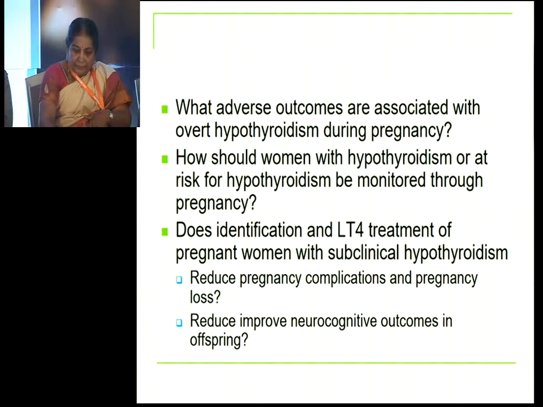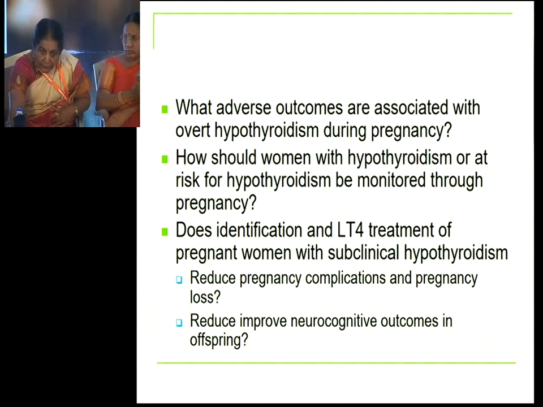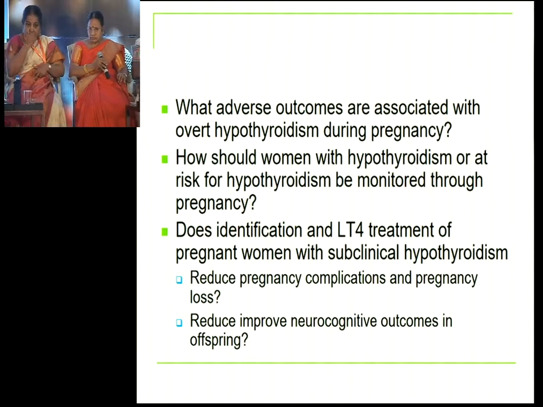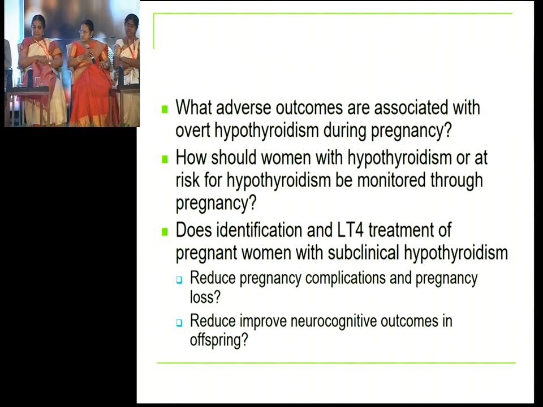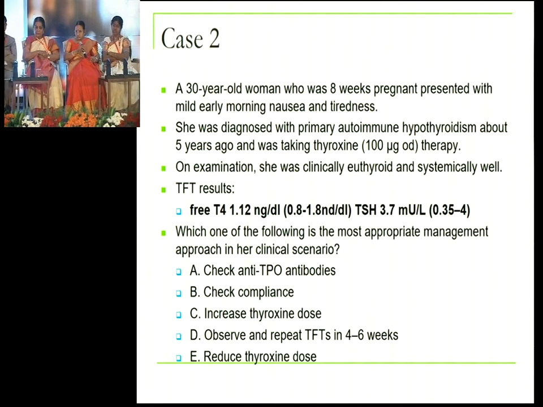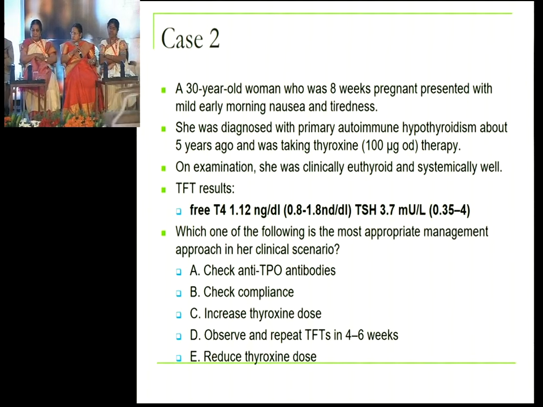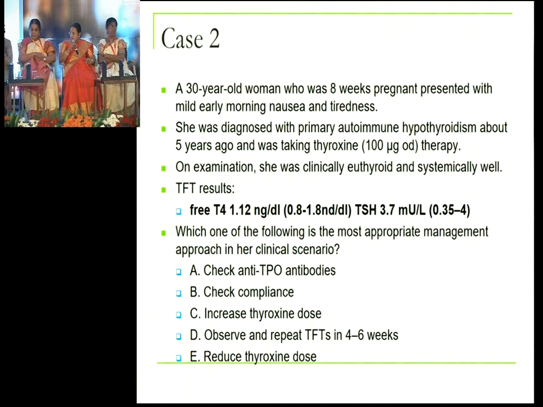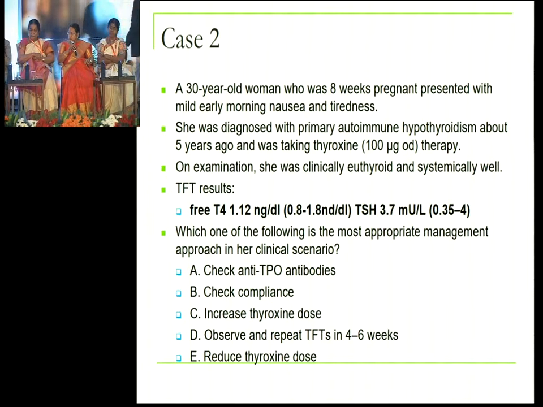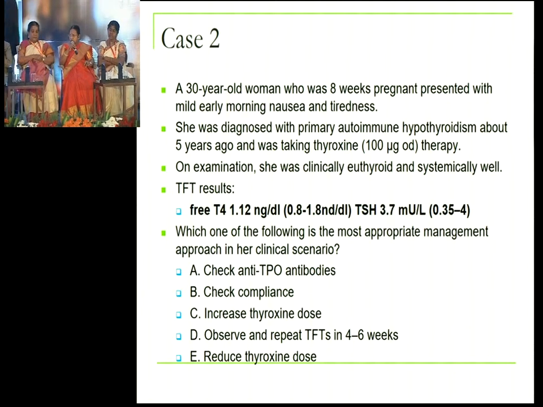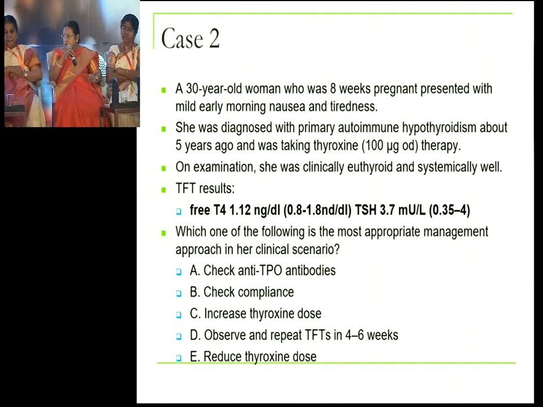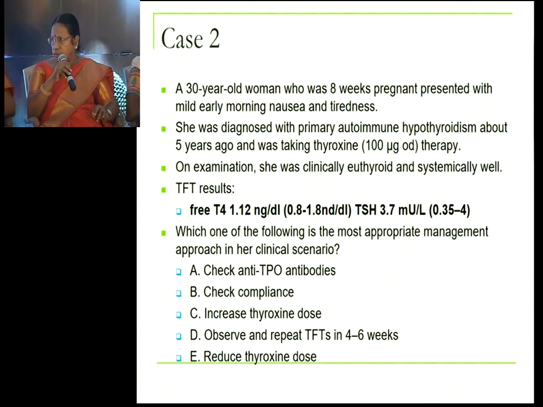So in this case, I don't think she was overtly hypothyroid. She is already on 100 mics and she's now pregnant. Can I go to the previous slide? Yeah. She's now pregnant with a TSH of 3.7. So if you see such a patient in the clinic, what would you do? What sort of trimester specific TSH would you aim for, and what will we do with the thyroxine dosage? After 4 weeks of pregnancy, we have to repeat the thyroid function test.